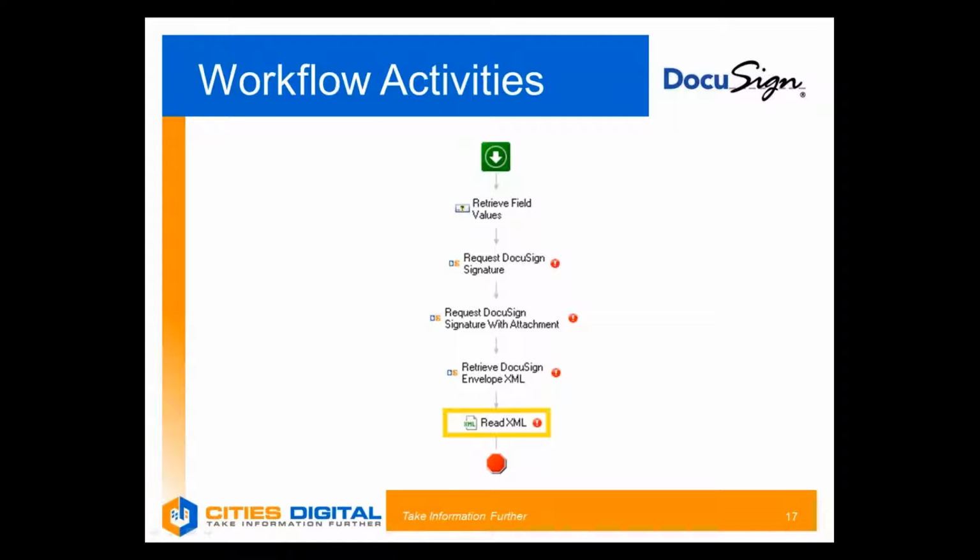Then the workflow will move on to that activity that would allow you to basically send out a link out to DocuSign that would forward the email on to all those people. The other activities we have are retrieve DocuSign envelope XML. Actually, I even think that the read XML has been replaced with the retrieve DocuSign envelope XML.